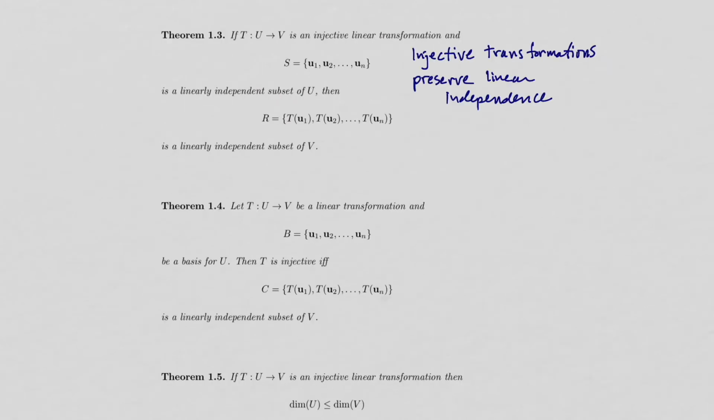The next two theorems are very similar. Theorem 1.3 here says that if I've got this transformation T from U to V, if it's an injective linear transformation, and this set S is a linearly independent subset of the domain U, then this set R, which is the set of the images of the vectors in S, is also a linearly independent subset of V. That's kind of a complicated statement, but you can think of this theorem as saying injective transformations preserve linear independence. And what we mean by that is if I have a linearly independent set in the domain, the images of the vectors in that set will also be a linearly independent set in the codomain.